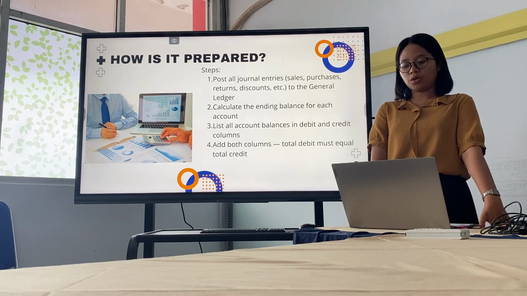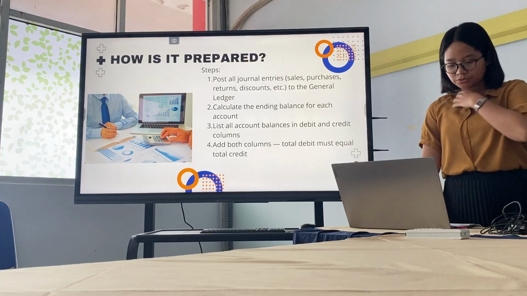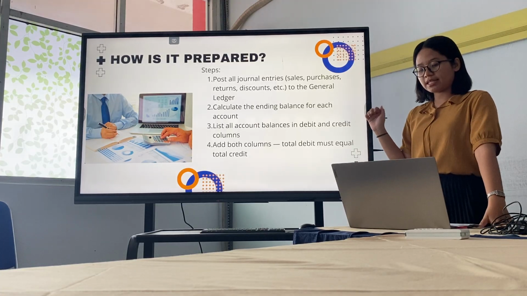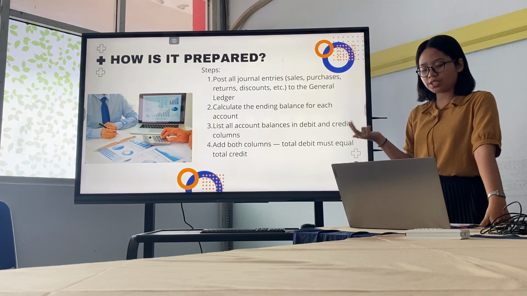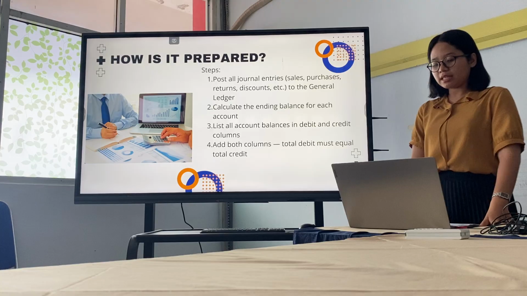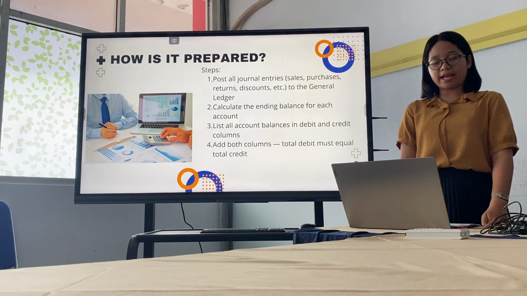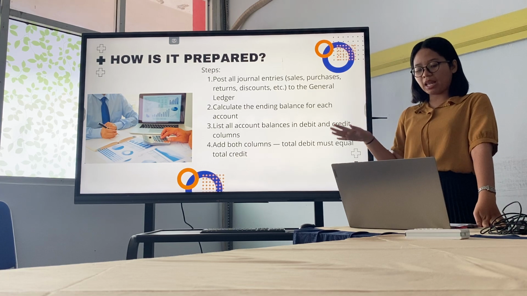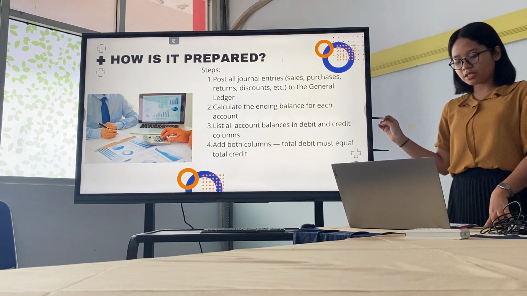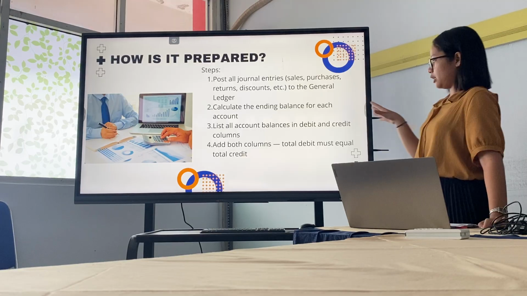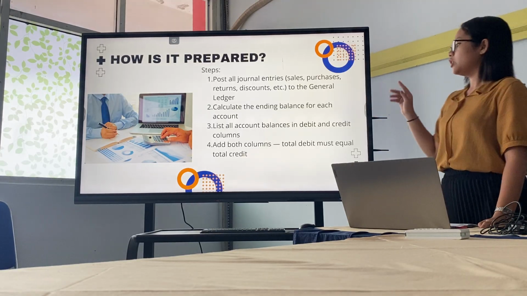And how do we prepare it? The first step is we post all journal entries like sales, purchases, returns, and discounts to the general ledger. Second, we calculate the ending balance for each account. Third, we list all the account balances in the debit and credit columns. Fourth, we add both columns. Total debit must equal total credit.